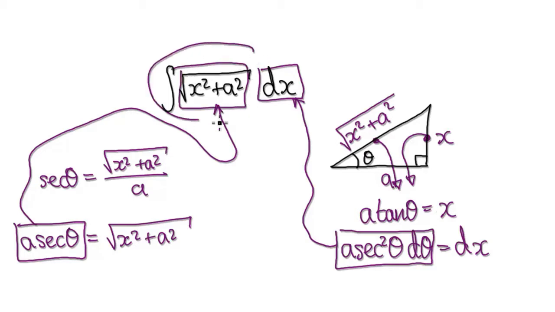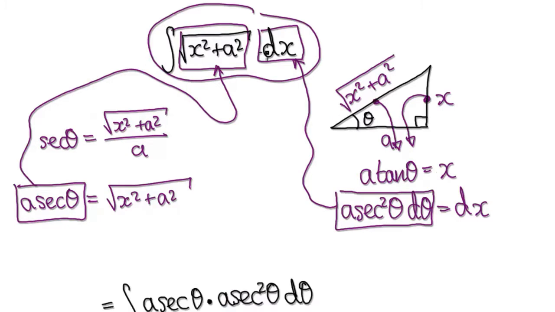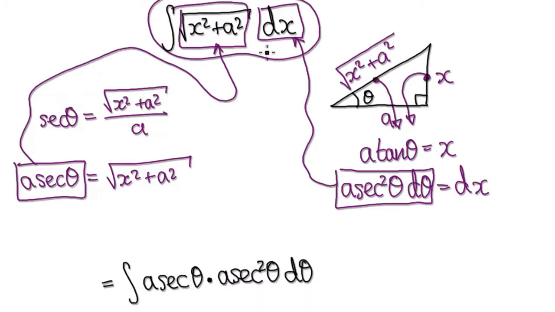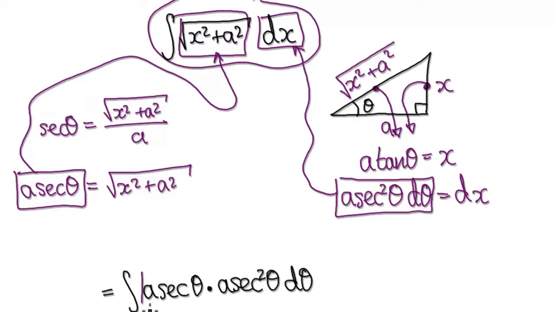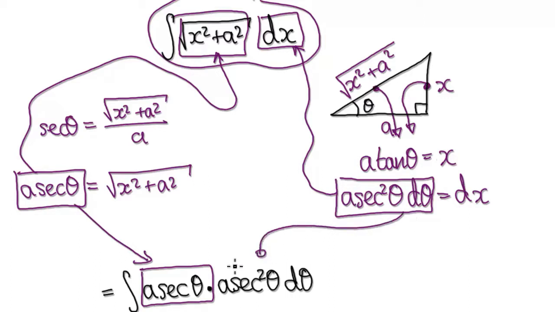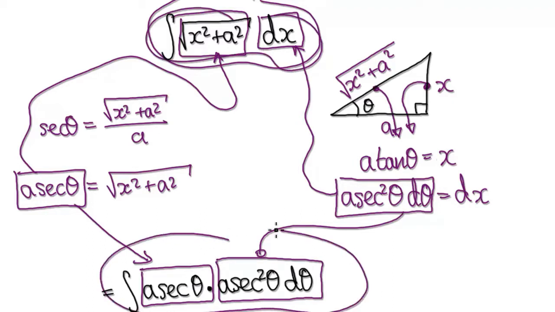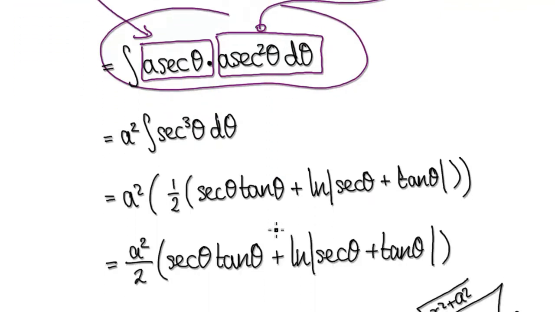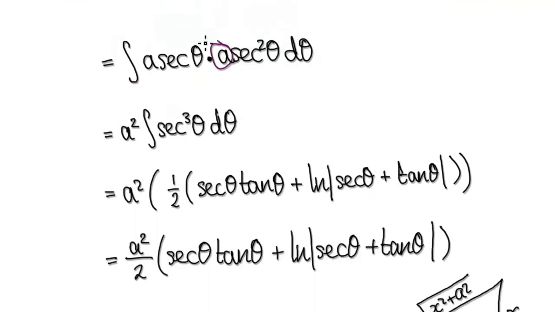So this whole thing here will then become this. This block here is this block here. So basically this whole thing here becomes this. So now tidy this up. A times a, that's a squared. We are integrating with respect to theta. A is just a constant, so we can drag it outside of the integral. So now it's just a matter of integrating secant to the power of 3.